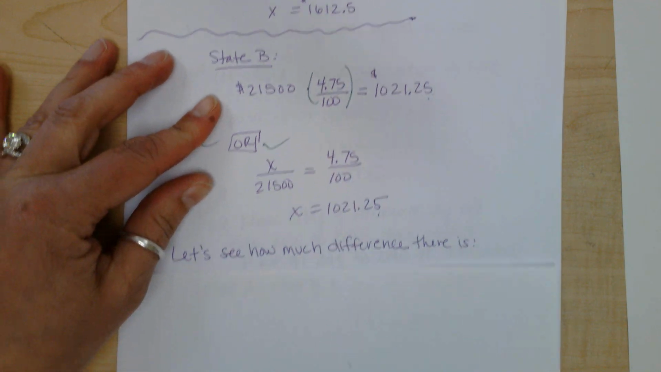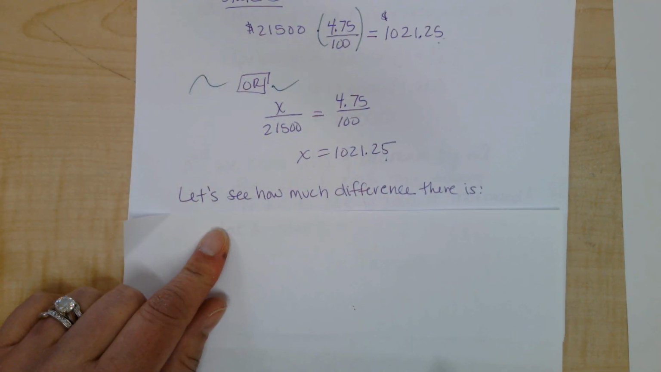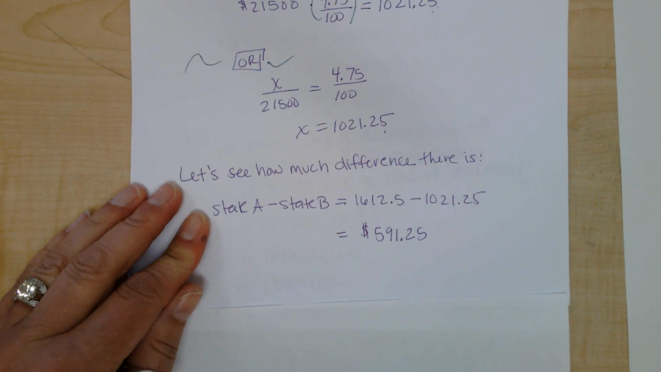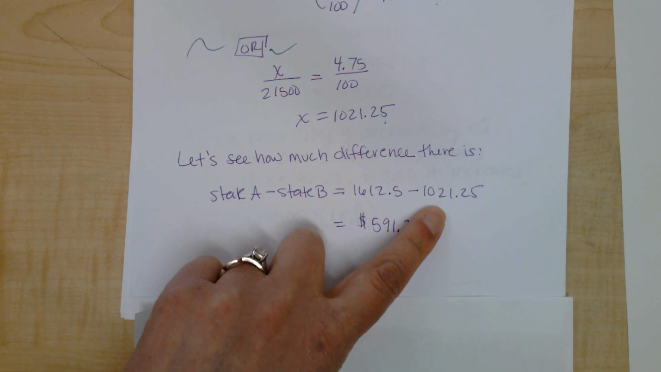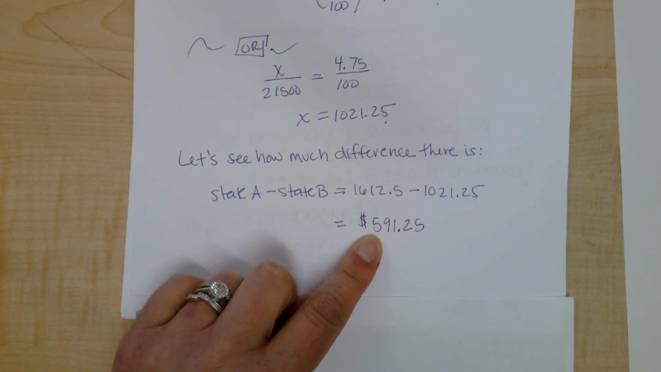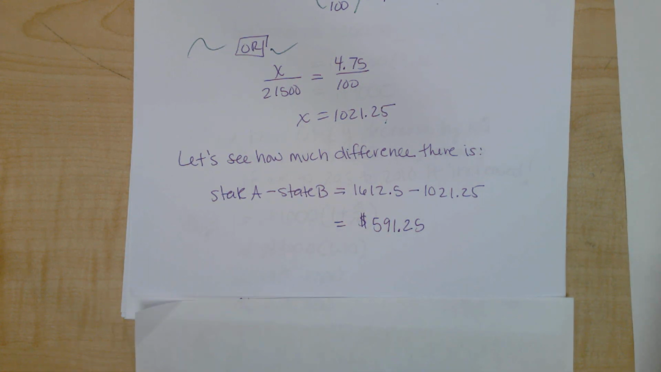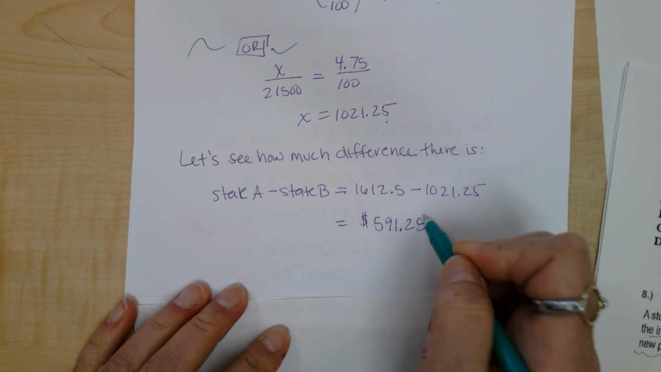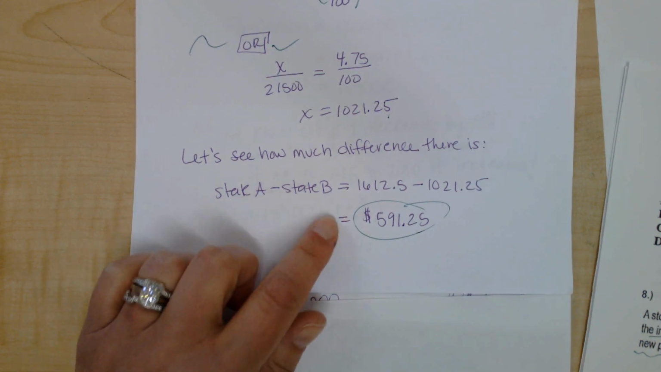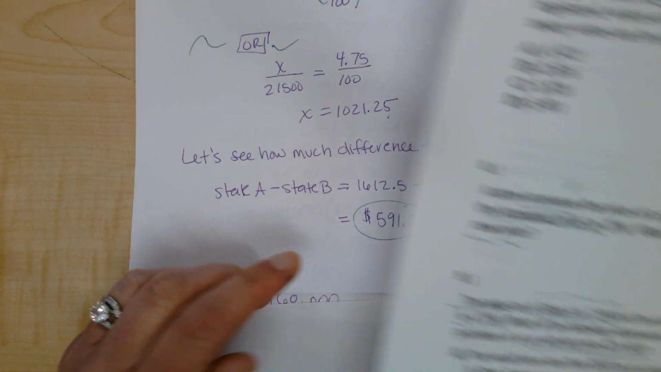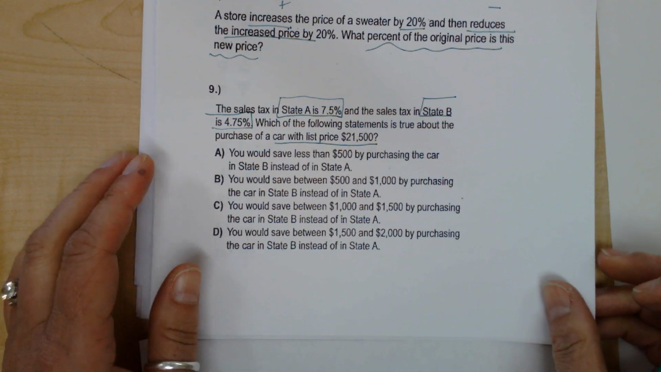And now we ask ourselves, let's see how much of a difference there is. So I just subtracted state A minus state B. And when I subtract, I get $591.25. And so now it becomes a reading question. I know that state A is more than state B. So here you would have to read through.